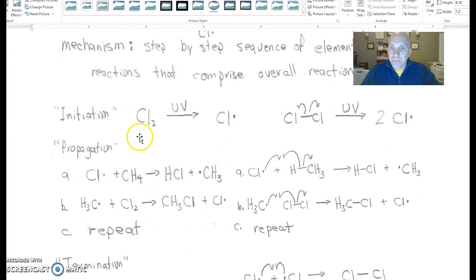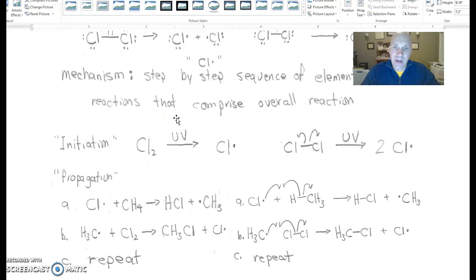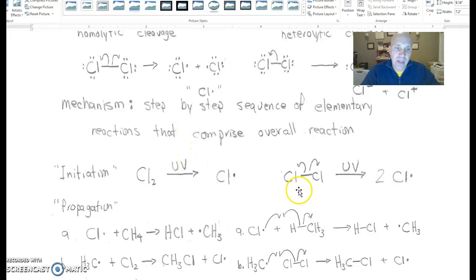Okay, so the first step is initiation. Initiation is just the step that's necessary to get this started. If you take a chlorine molecule and irradiate it with ultraviolet light, that's going to cause heterolytic cleavage. I've shown that over here. When you shine UV light on this molecule, it's going to cause this bond to break in a heterolytic fashion, where you end up making two of these chlorine free radicals.